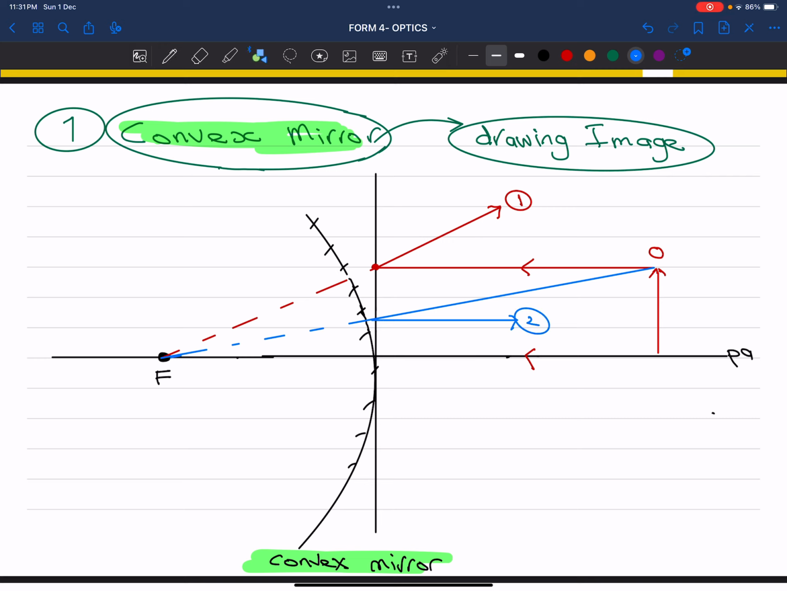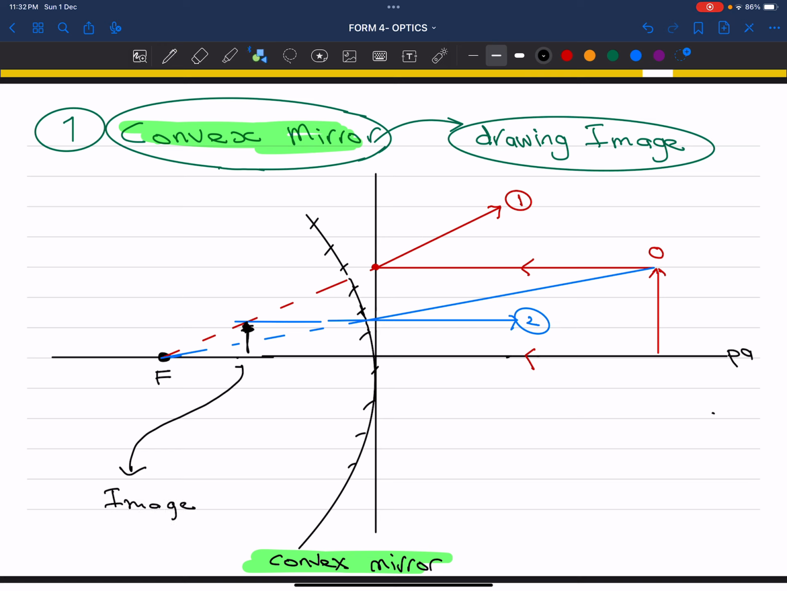The next thing you do, you take ray 2, this one, you reverse back to the broken red line. You reverse back. So that's what I'm going to do. I'm reversing back. And you will notice the two broken lines intersect. Where they intersect is where the image is formed. So this is the image. This is where the image is formed.